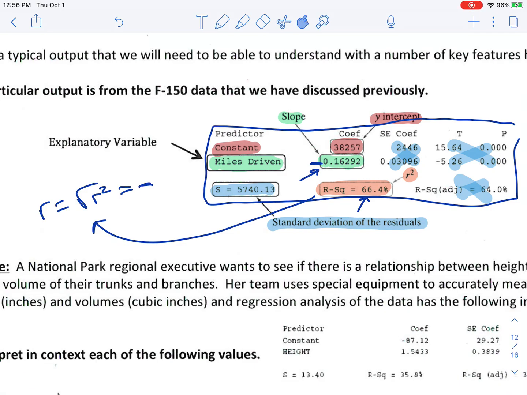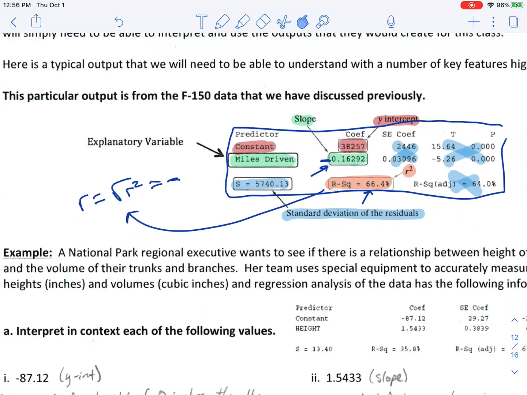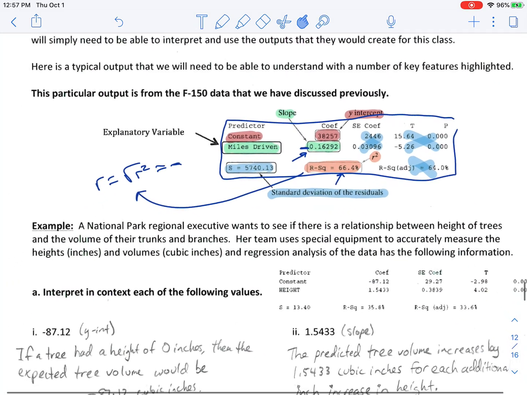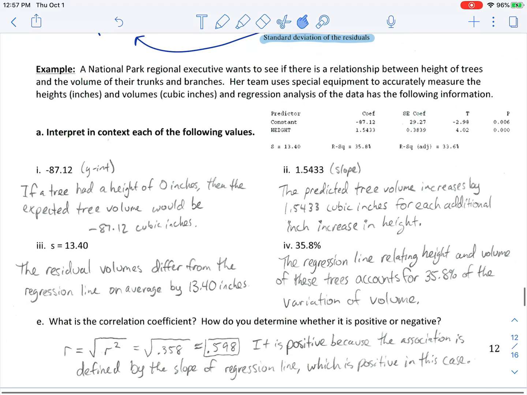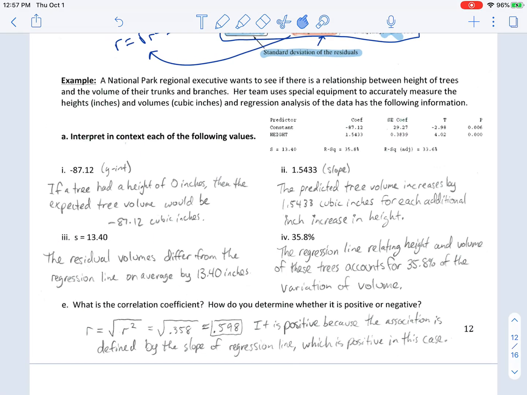You'd have to take the square root of this and make sure it's the same sign as that. Okay? So there's a bunch of things here. All of it's stuff you should already know at this point, but it's just using a different mode of inferring data. Okay? So take a second, take a look at this next question, try it. I'll go over the answers here in a second.